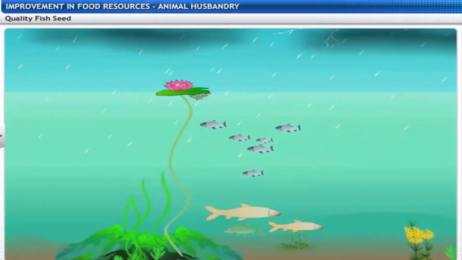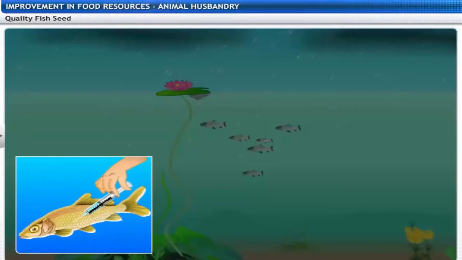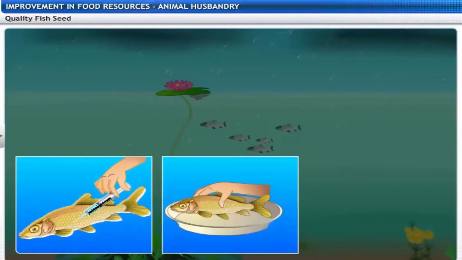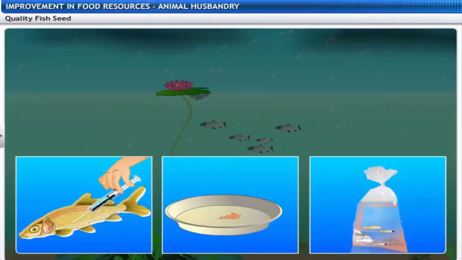To overcome this problem, fish is bred in ponds by hormonal stimulation. Fish are injected with hormones that stimulate the production of eggs or seed. This ensures the supply of pure fish seed of desired quantities.